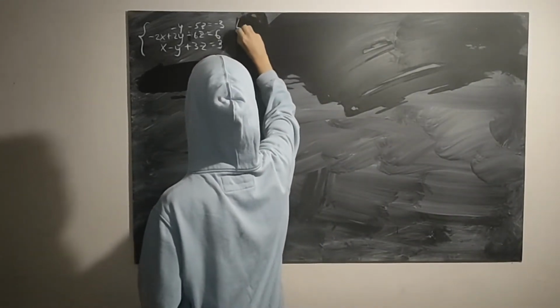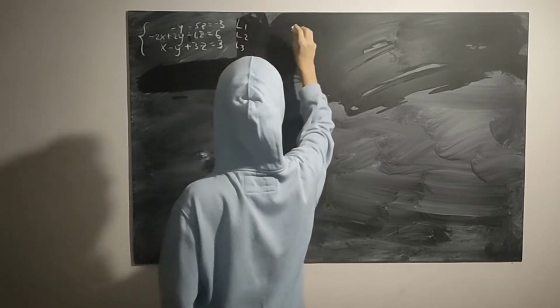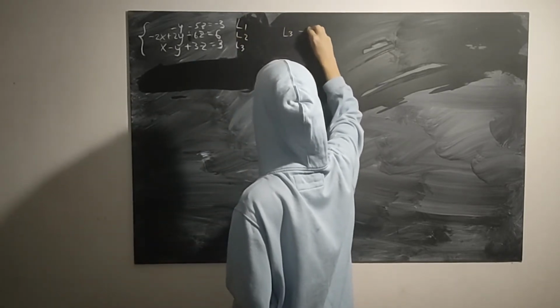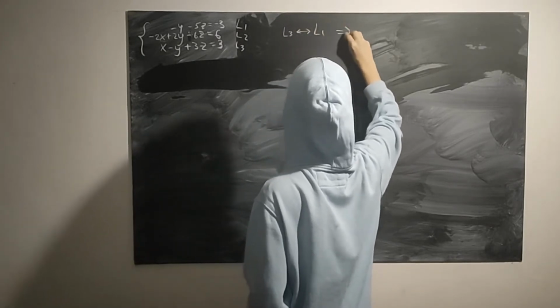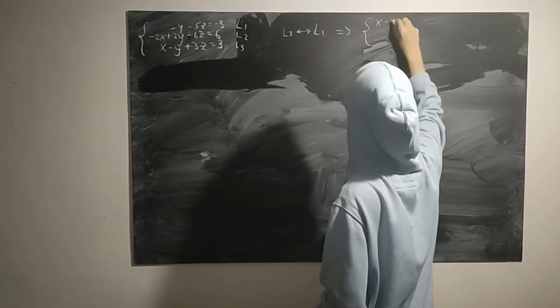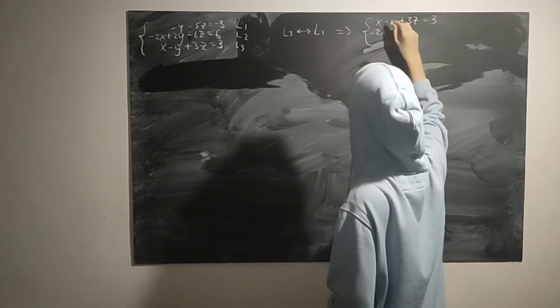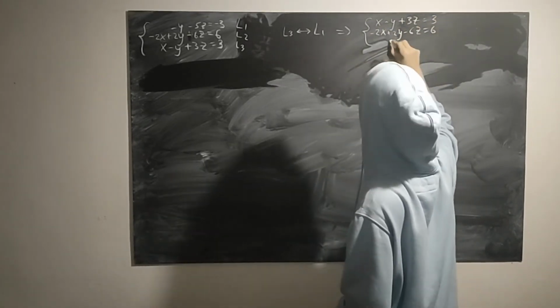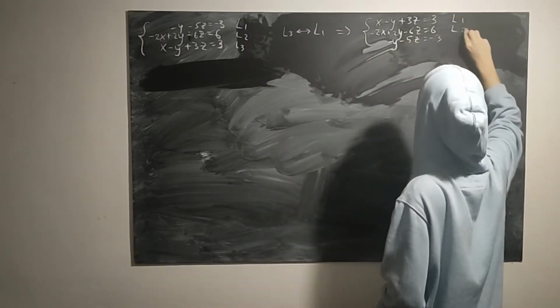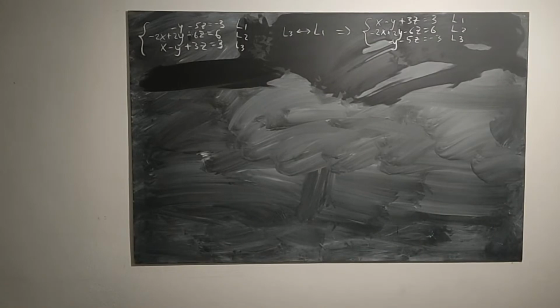Now take a look at the next system of linear equations. Minus y minus 5z equals -3, minus 2x plus 2y minus 6z equals 6, x minus y plus 3z equals 3. Firstly, choose the first variable, in this particular case, x. Since the first equation doesn't contain x, I need to choose another equation which contains x and swap it with the first equation. And under x, under the first variable, I need to create zeros.